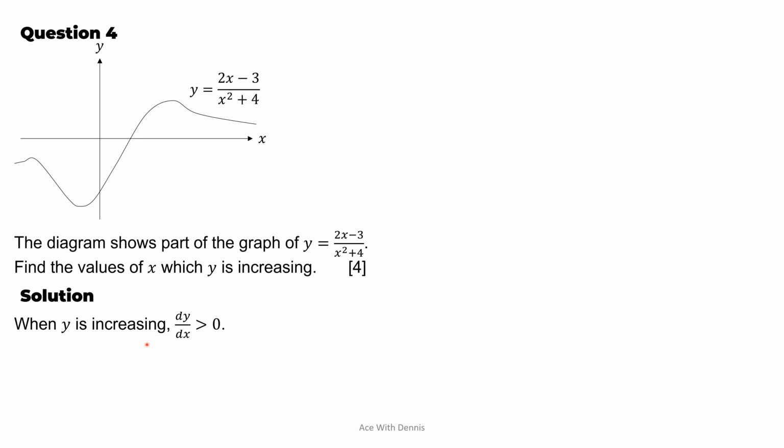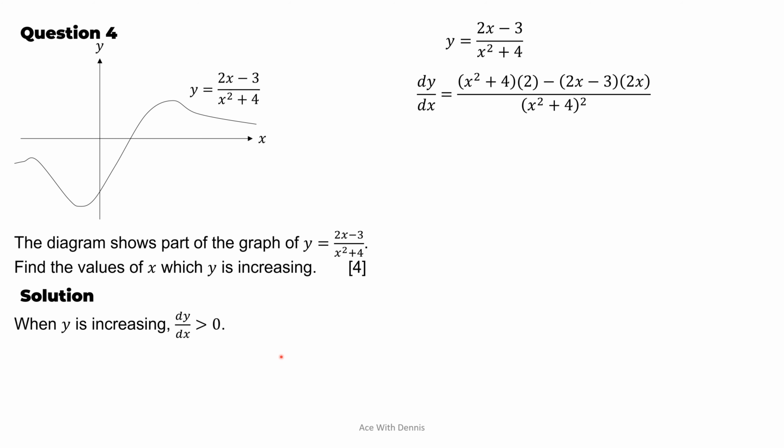When y is increasing, it means that dy over dx is greater than 0. Therefore, we have to find dy over dx. So y equals (2x minus 3) over (x squared plus 4), so we can use the quotient rule. dy over dx equals (x squared plus 4) times 2, differentiate the numerator, minus the numerator 2x minus 3 times, if we differentiate the denominator, we get 2x, over the denominator squared, (x squared plus 4) squared.